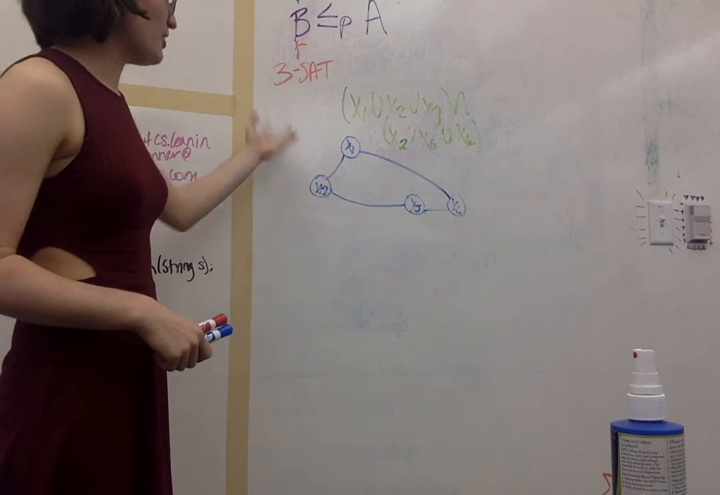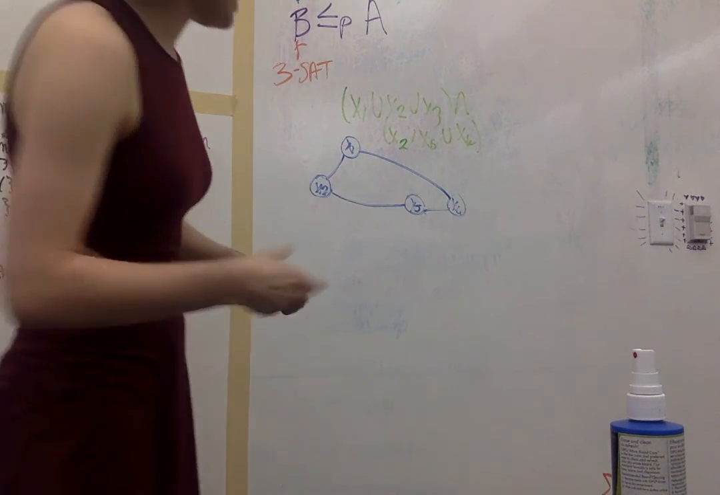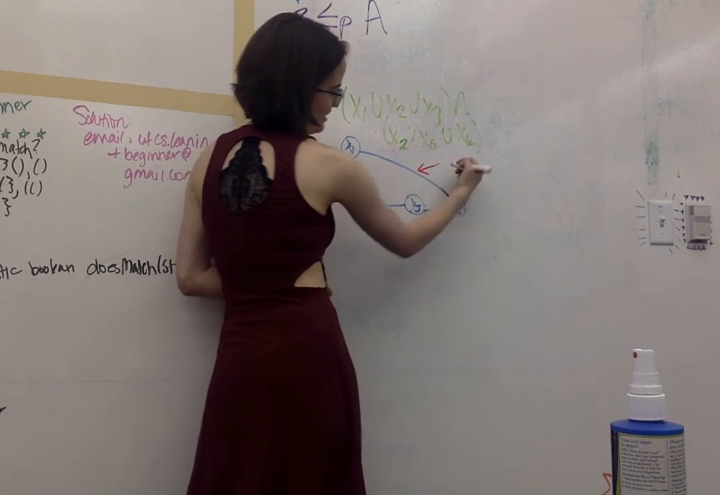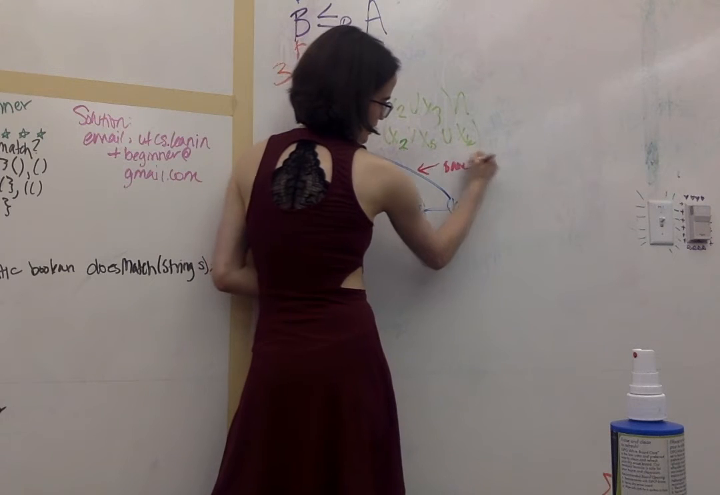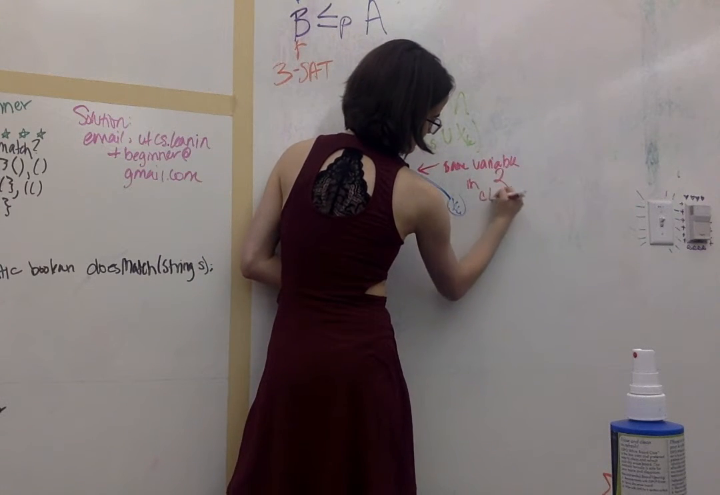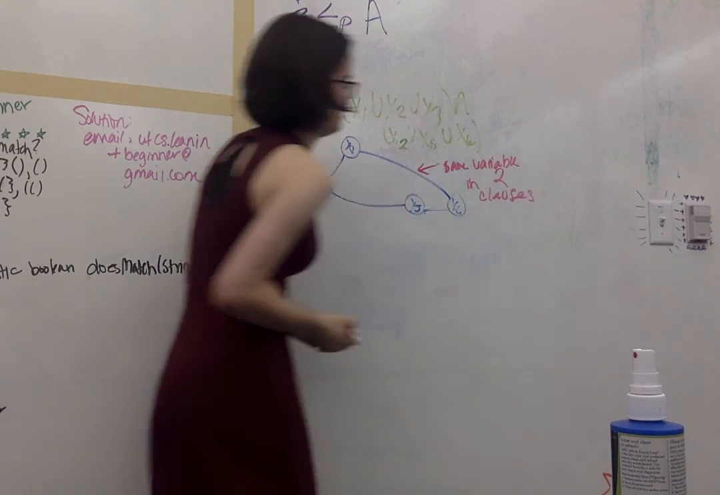So then you run through coloring over that. So these lines are in the same clause, and this line is the same variable in 2 clauses. Cool.